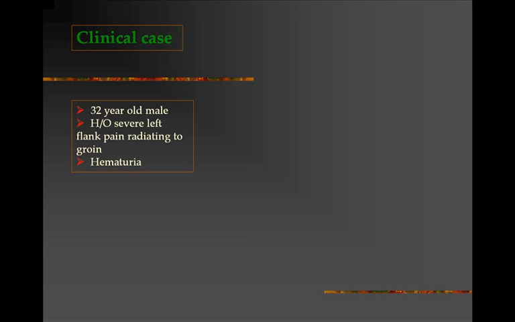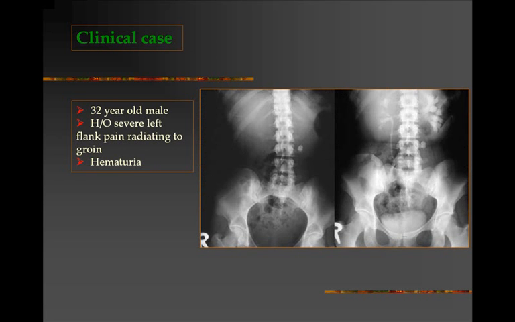Here we have a clinical case of a 38-year-old male who complained of a history of severe left flank pain radiating to the groin and hematuria. Hematuria is the presence of blood in the urine. The plain X-ray of this patient is seen on the left side here, and an intravenous pyelogram is seen on the right side.